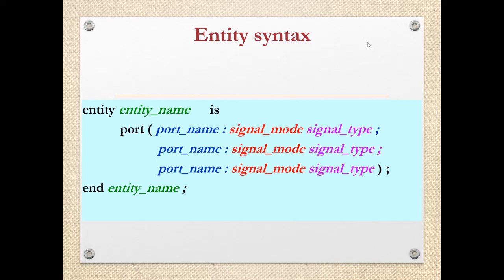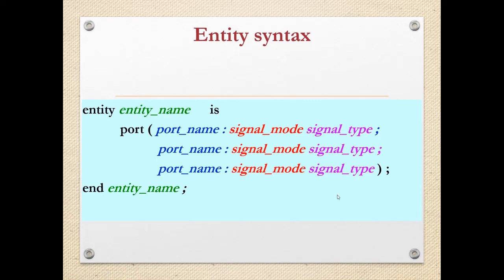If you see this declaration, entity is the keyword, then the name of the entity, any XYZ name you can give, then is, again a keyword, and then we have to write the next keyword port, and inside a round bracket we can write the names of input and output ports. So what is the syntax for that? First write the port name, any ABCD, like A is the port name, then the signal mode and the signal type are also to be mentioned.